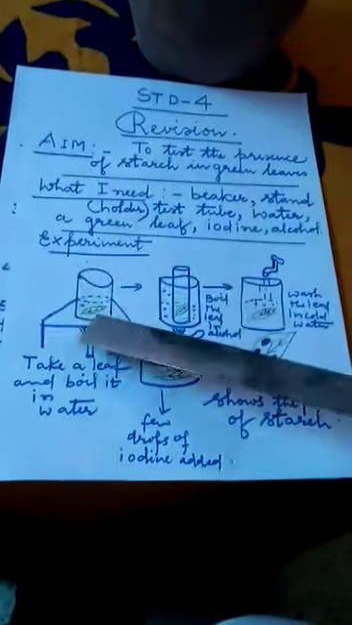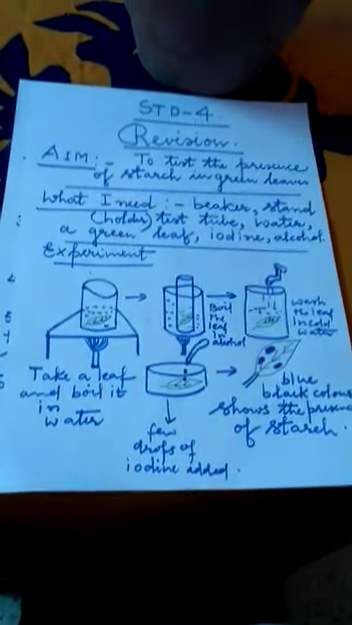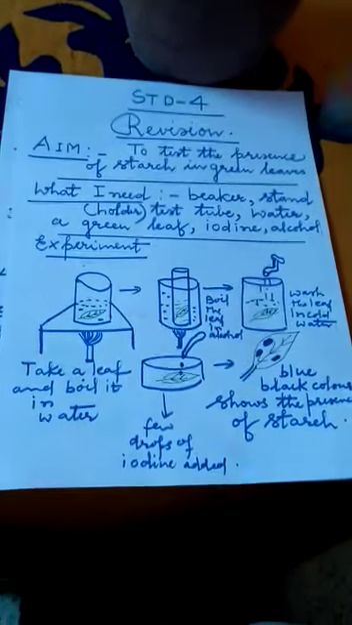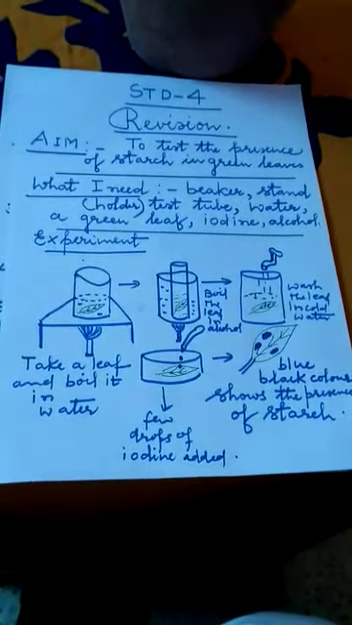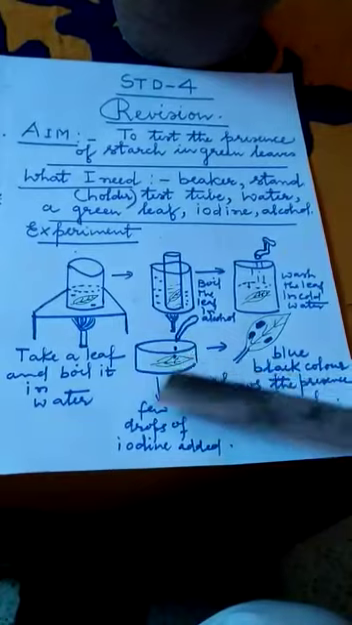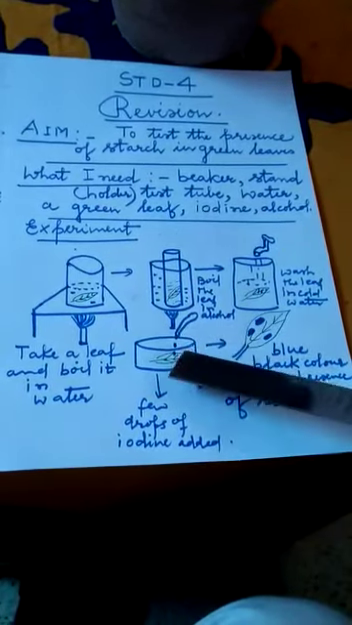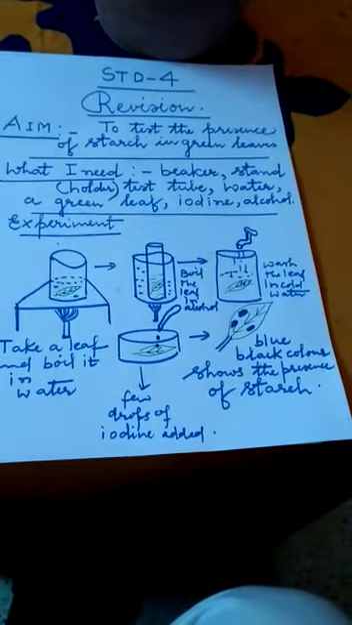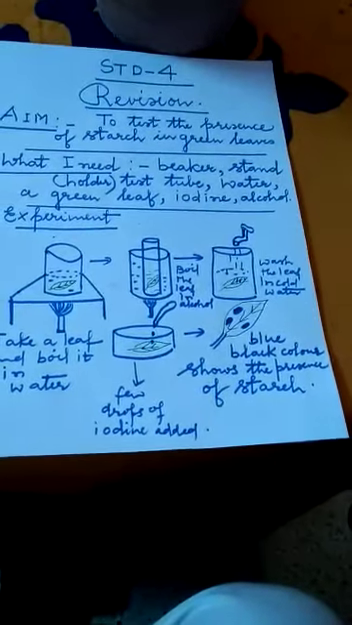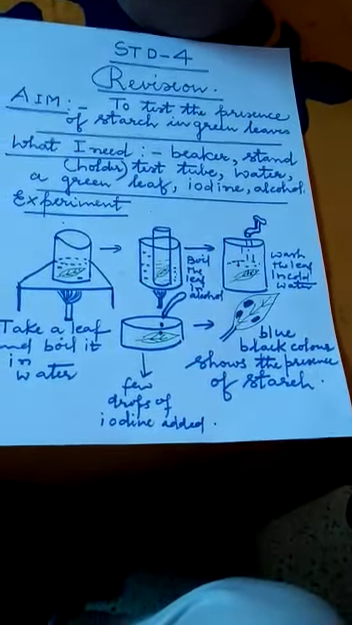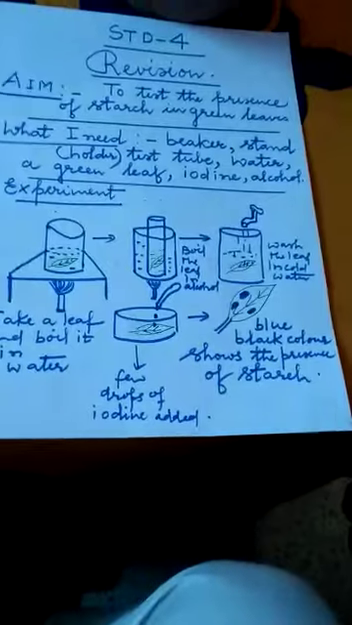Here we boil both the leaves in plain water, then with the alcohol, then with the cold water, and we should keep both the leaves in the petri dish. After adding the iodine, what will we see? And what will we conclude, and what will be our inference?